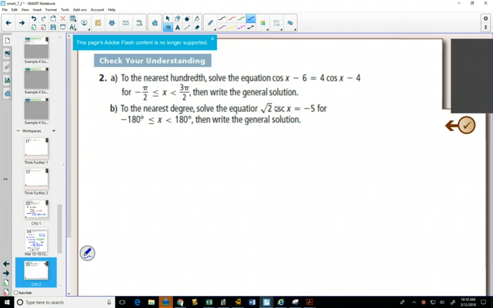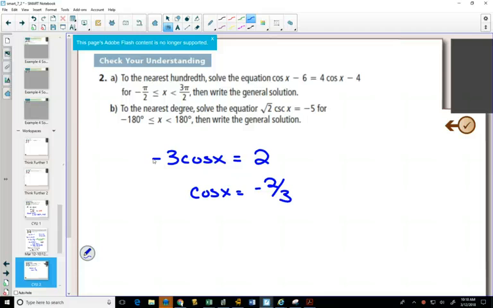And when I combine my like terms in this equation, so I'm going to move my cos x to the left, I'm going to move my 6 to the right, divide both sides by -3. I get cos x by itself, and it's -2/3. And 2/3 is not a value that we have on our unit circle. So because of that, we're going to need to find our reference angle.